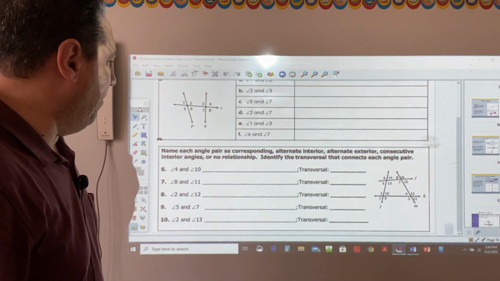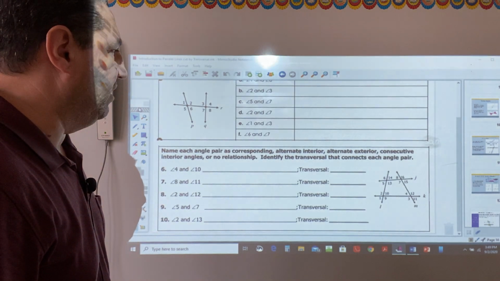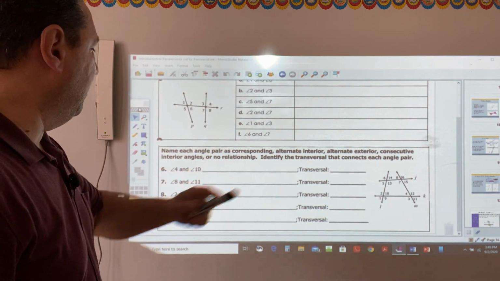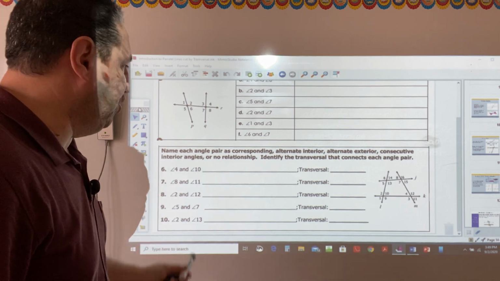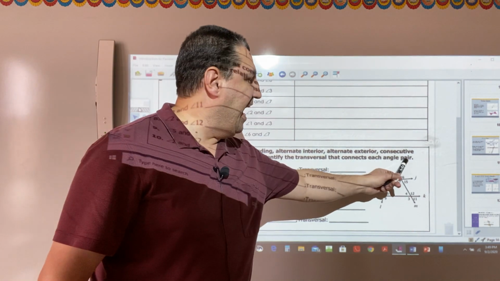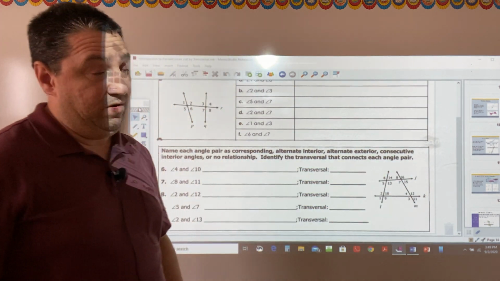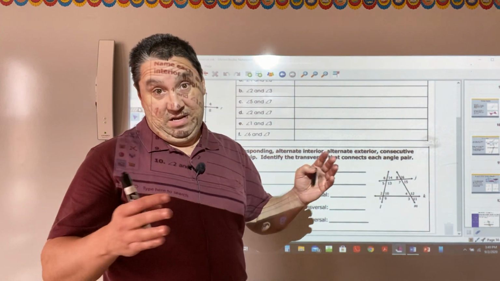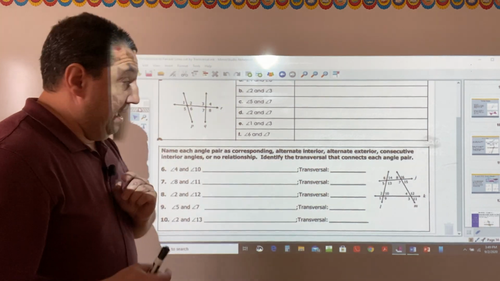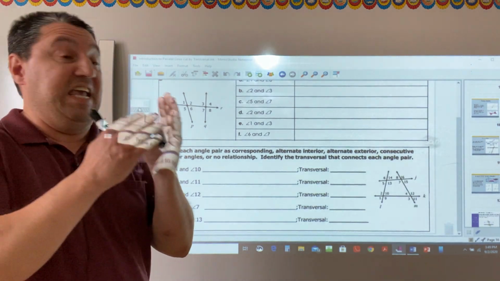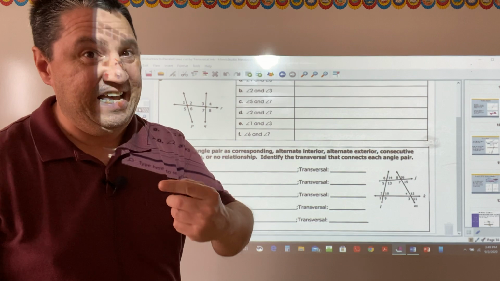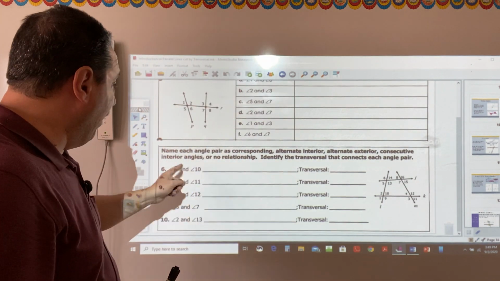Name each angle pair as corresponding, alternate interior, alternate exterior, consecutive interior angles, or no relationship. Identify the transversal that connects each angle pair. Now, here is a little bit more complicated. Why? Because this time we have to identify first the transversal for each case.